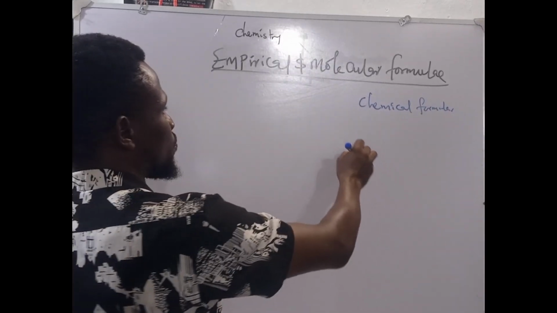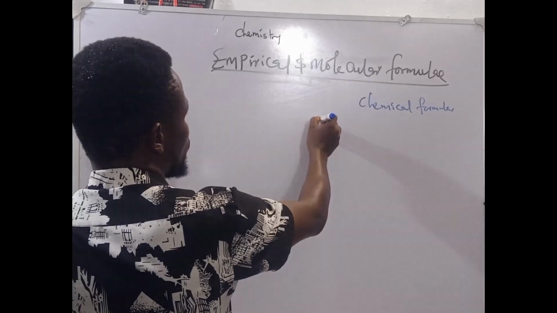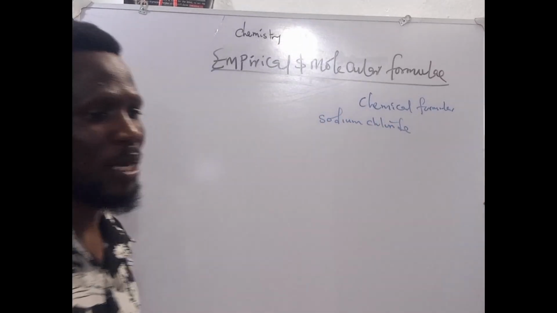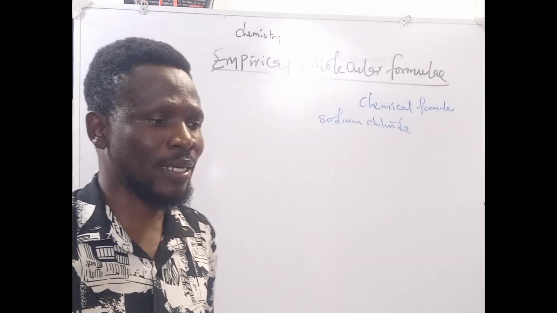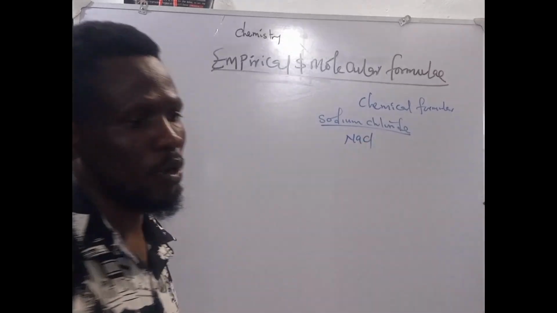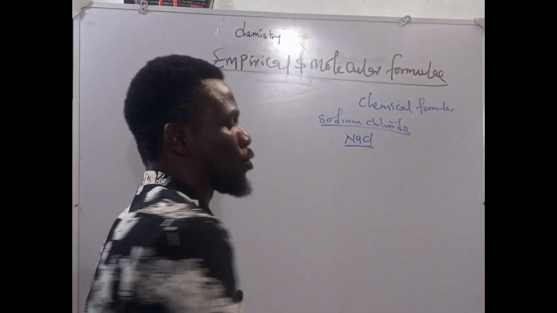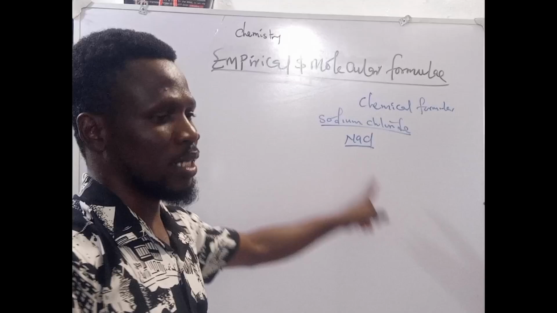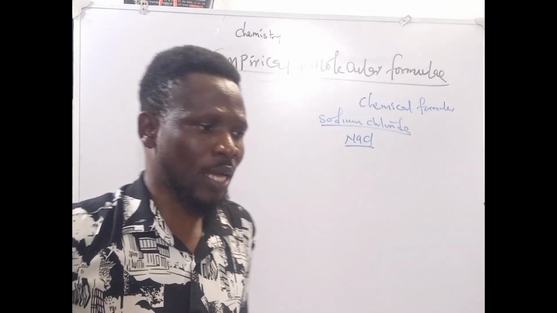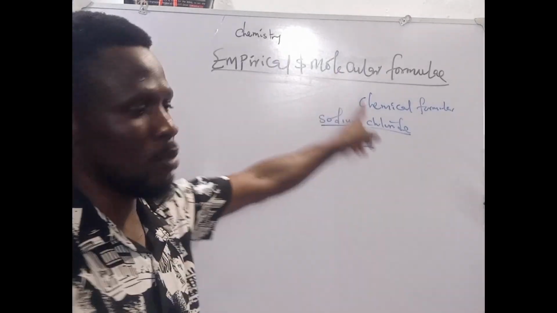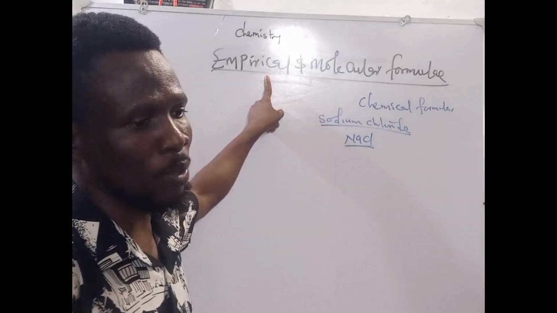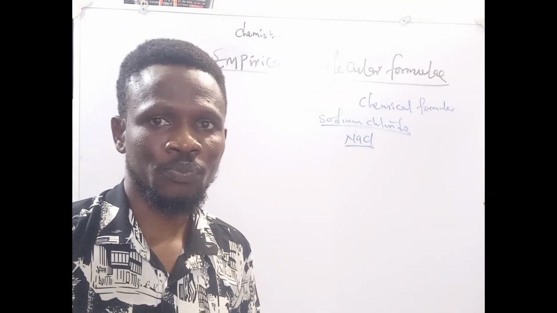For example, you have sodium chloride, which is a compound, right? Made of sodium and chlorine. And what's the way of representing this? NaCl. So this is a formula for sodium chloride. In chemistry, we say it is a chemical formula, right? This chemical formula is divided into three major formulas: the empirical formula, the molecular formula, and the one we call the structural formula. But today we are looking at the empirical formula and the molecular formula.